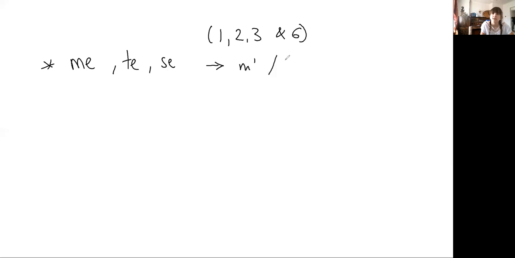Now, little exceptions here, because you know I love exceptions. For me, te, se, so for 1, 2, 3, and 6 again. So remember our 1, 2, 3, 6 from earlier lessons. You are going to change to m apostrophe, t apostrophe, and s apostrophe in front of a vowel. Let's play the drums, ladies and gentlemen.